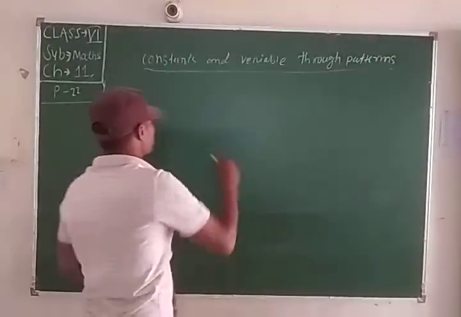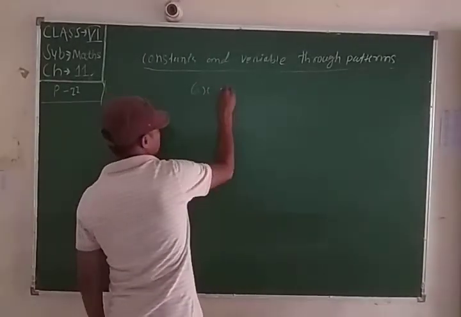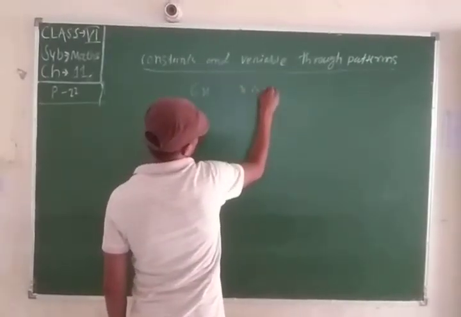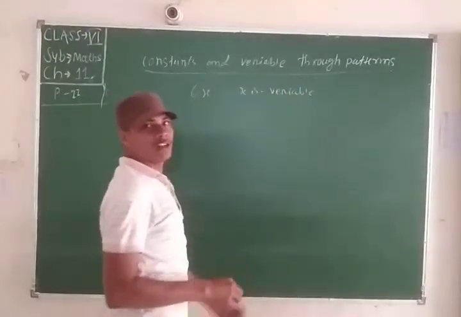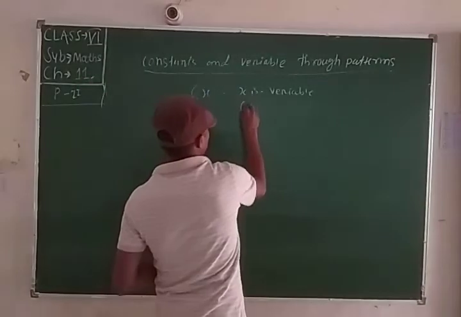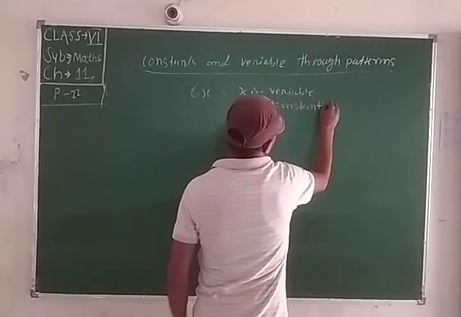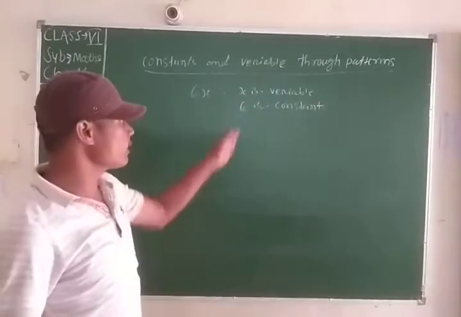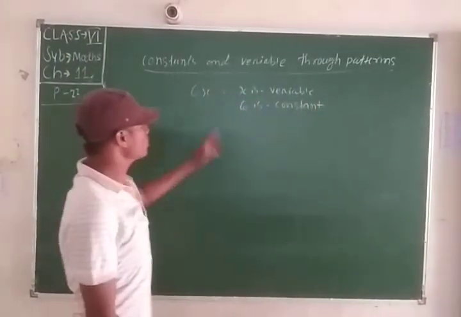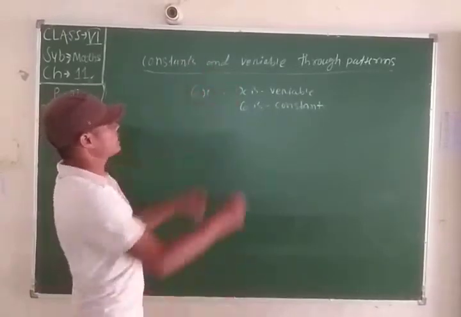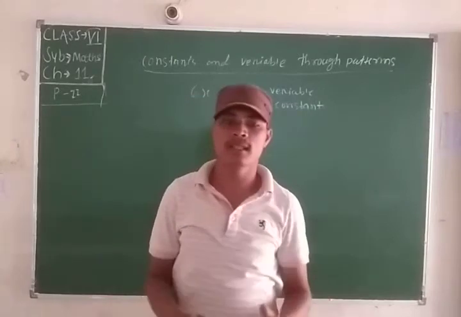We know that when we write 6x, here 6 is the constant and x is the variable. Why is x a variable? Because its value is changeable. 6 is a constant. Why is it a constant? Because its value is not changing. Its value is always fixed. So today we learn first about constants and variables through patterns. How can you represent constants and variables through patterns?